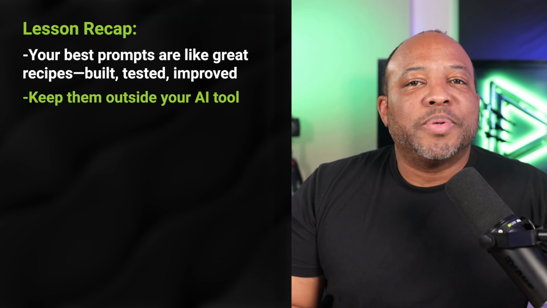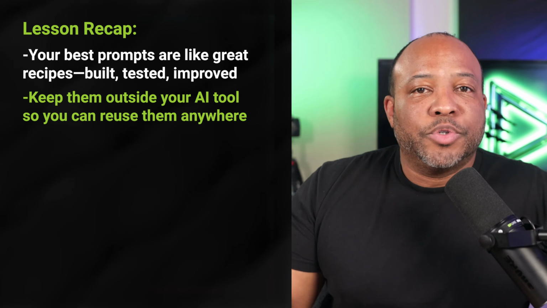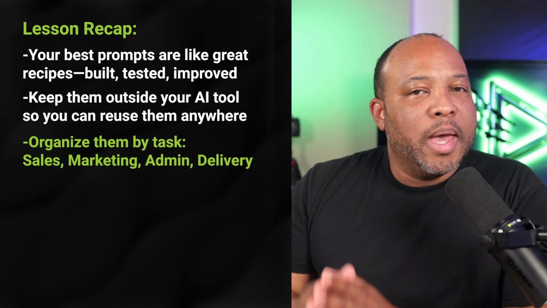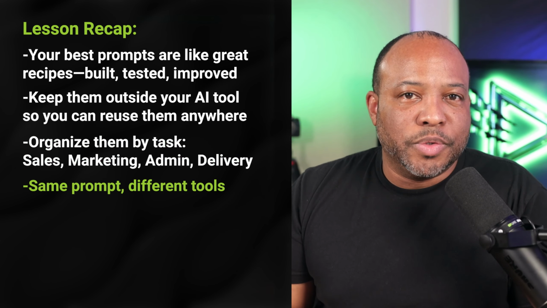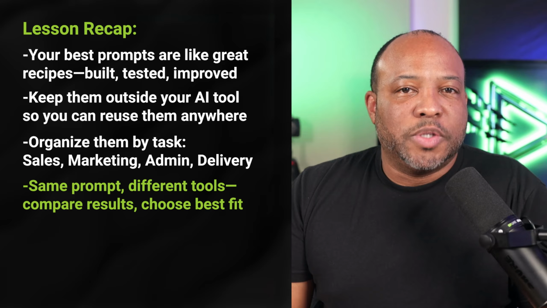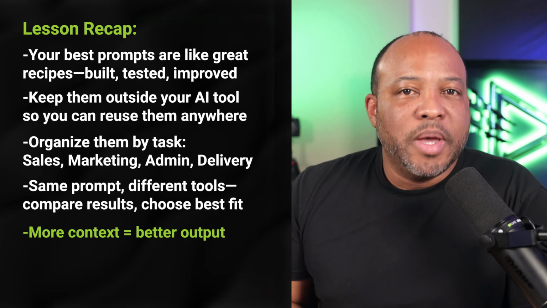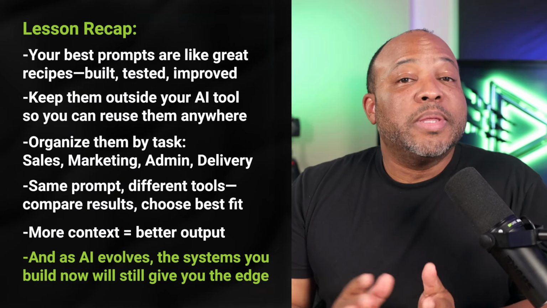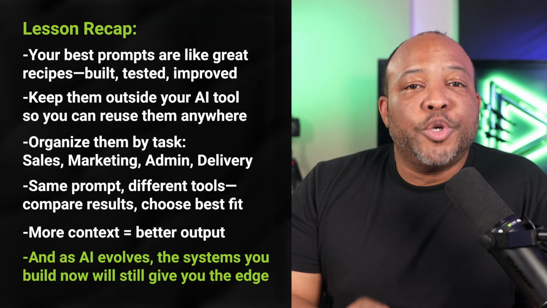You want to keep your prompts outside of your AI tool so you can reuse them anywhere, even in other tools. Organize your prompts by tasks such as sales, marketing, admin, and delivery. You can use the same prompt across different tools. Just compare the results and choose the best fit. You learn that more context equals a better output, so improve your prompts over time. And as AI evolves, some of the heavy lifting will go away, but the systems you build now will still give you the edge. Here's your call to action.